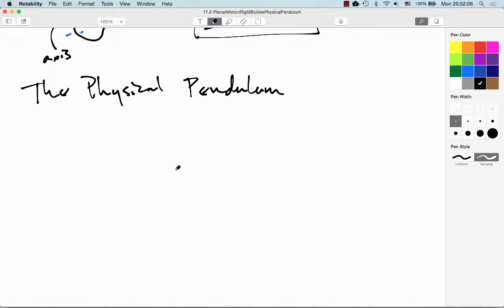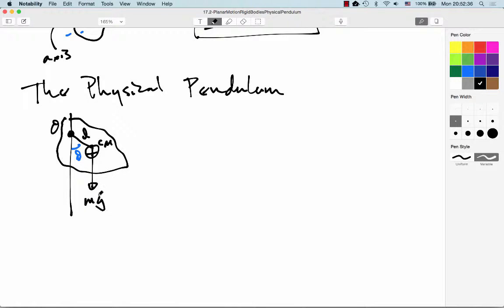Okay, so let's go ahead and draw up our system here. So let's say we are attached about some point O, and we've got just some arbitrary blob like so. Let's say this is our CM right here, and our distance between those two is L. We'll let the angle be theta. We'll have force of gravity acting here. We'd also have a reaction force from the pin here, but that isn't going to matter.